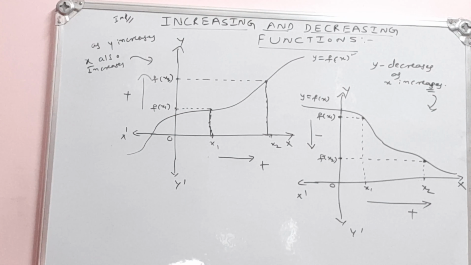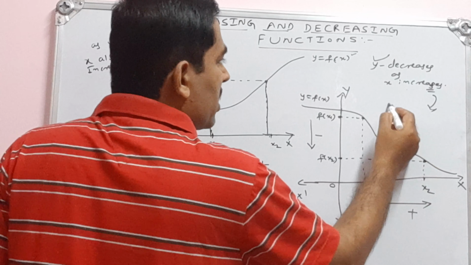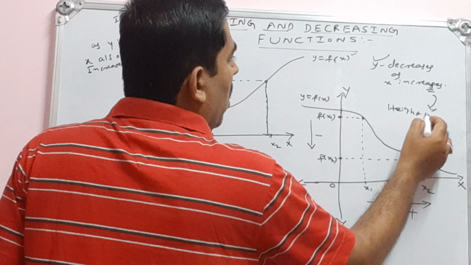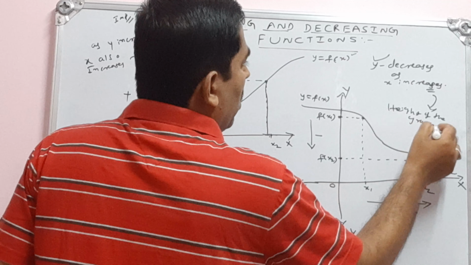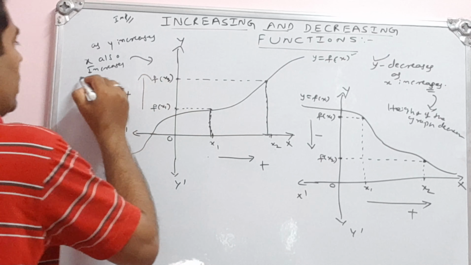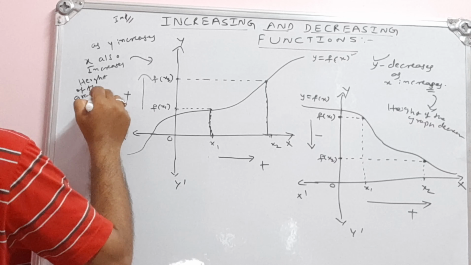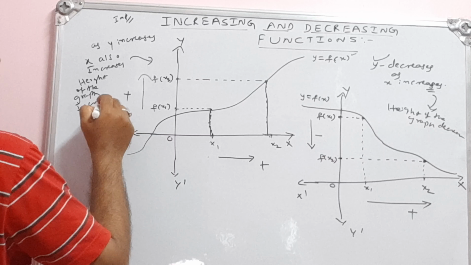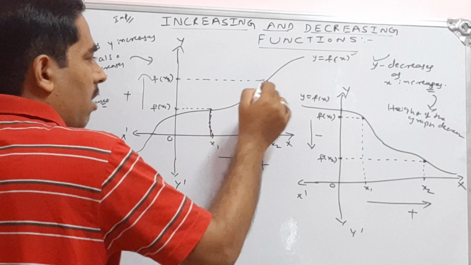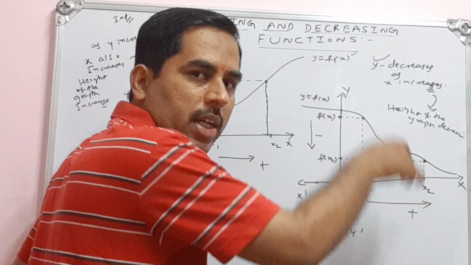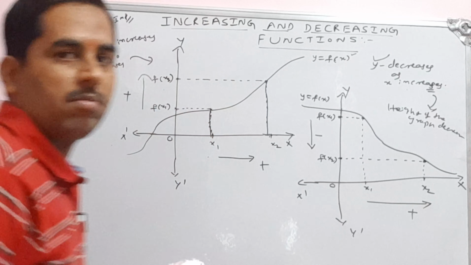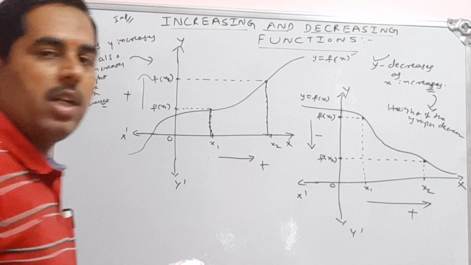In the second graph, we are observing that the value of y decreases as the value of x increases. Otherwise, the height of the graph decreases. In one case the height of the graph goes up, increases. In the other the height of the graph moves down, comes down or decreases. So this is an increasing function and this is a decreasing function.